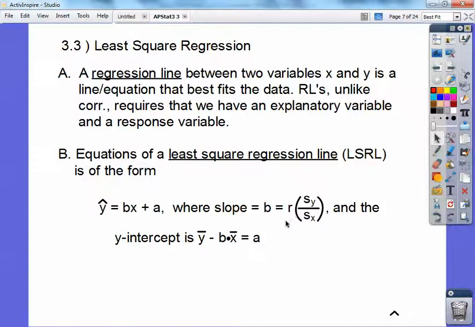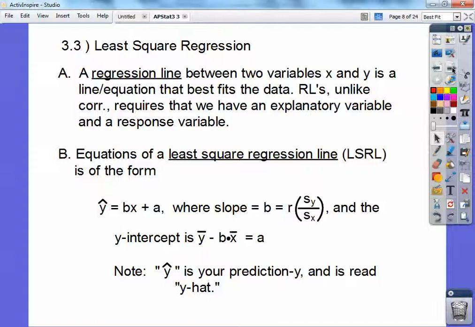And how you calculate your slope is you get your correlation from yesterday's lesson, or the prior lesson, times the standard deviation of y divided by the standard deviation of x. And the y-intercept, which is this a, is you take your average of your y's minus your slope, that's my slope right there, times the average of the x's. Okay, it's not as hard as it looks, you guys, especially since we can do it on our calculator.